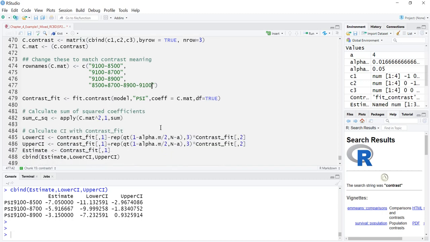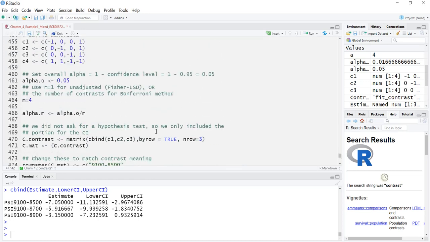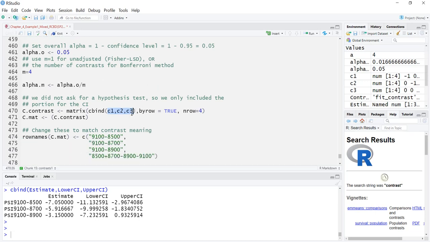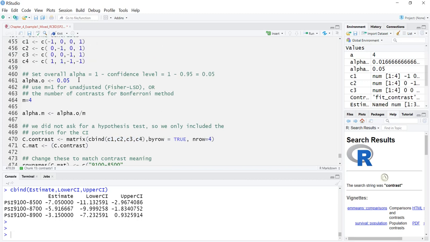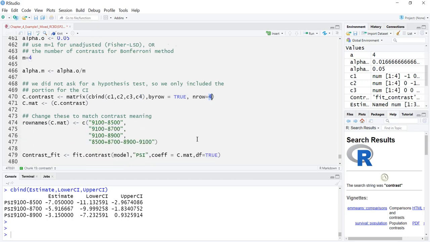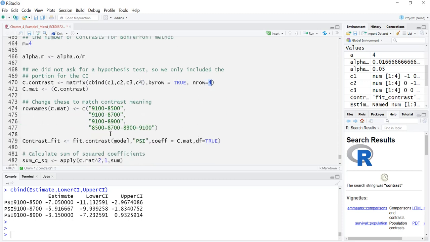Now, I have to change something else. Where's my matrix? Here it is. In rows, this changes to 4 because I've got 4 contrasts, not 3. And now instead of a C-bind of C1, 2, and 3, I need to add C4. Okay? So those are the changes that I make. If I add something here, then I need to add it here, and I need to change the in rows. And then I need to modify these names. For every problem, you'll need to modify all the names. In this case, I had to add one, so I hit a comma here, enter, and then I described the last one. And now everything else should work just fine.